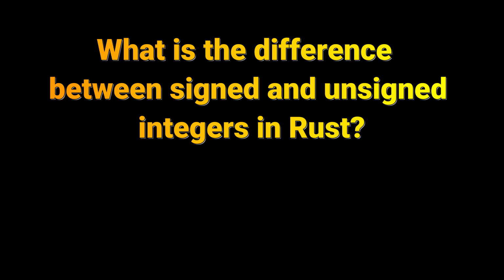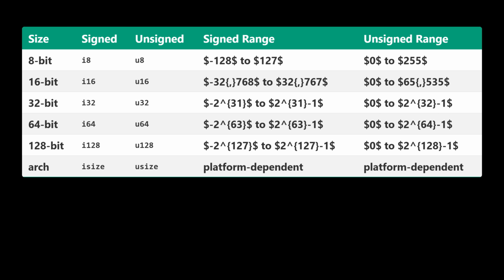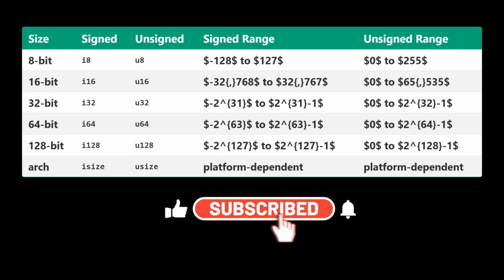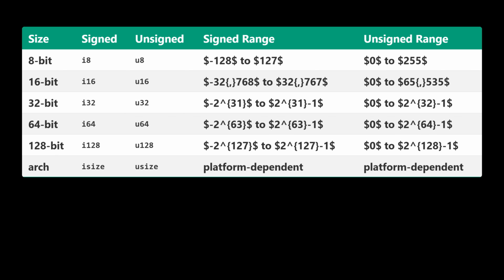What is the difference between signed and unsigned integers in Rust? Signed integers, which start with the letter I, can store both positive and negative numbers. Unsigned integers, which start with the letter U, can only store positive numbers and 0, but they can hold larger positive numbers than signed integers of the same size. The types isize and usize are special because their size depends on your computer's architecture. On a 64-bit system, they are 64 bits, and on a 32-bit system, they are 32 bits.